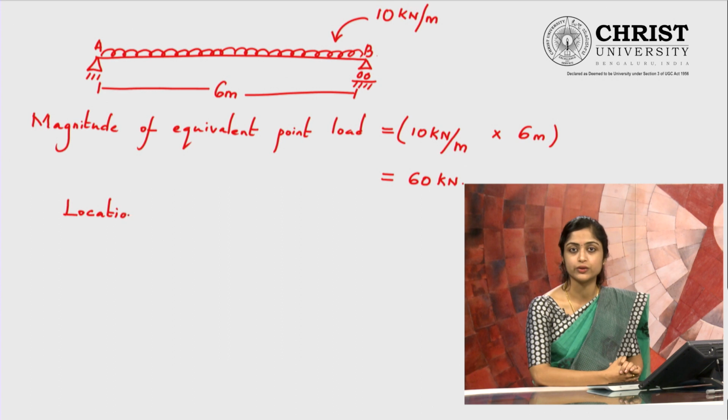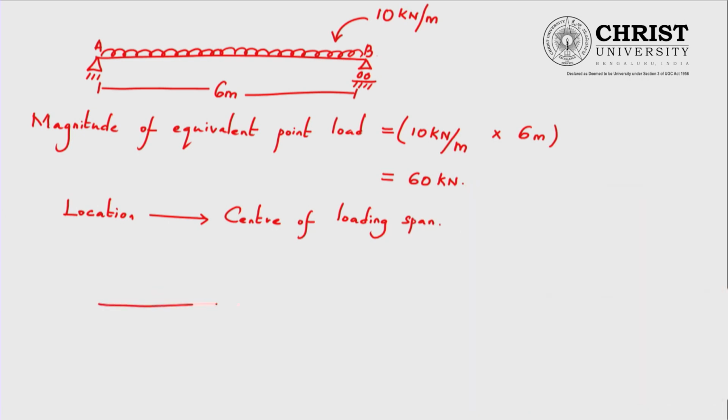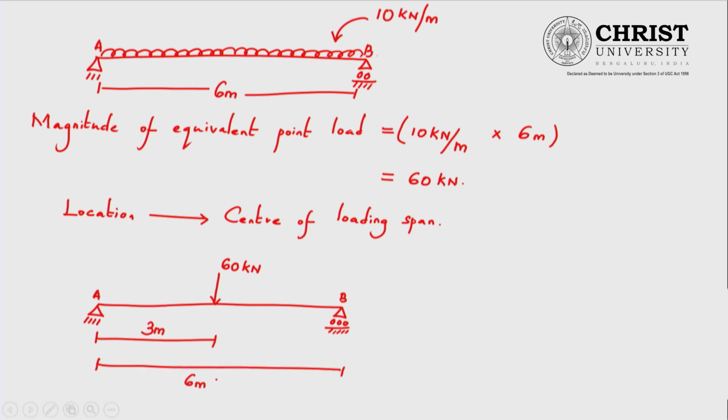The location of this equivalent point load will be the midsection or the center of the loading span. In this case, the point load of magnitude 60 kilonewton will act downwards at the center of the beam AB, that is at a distance of 3 meters from point A.